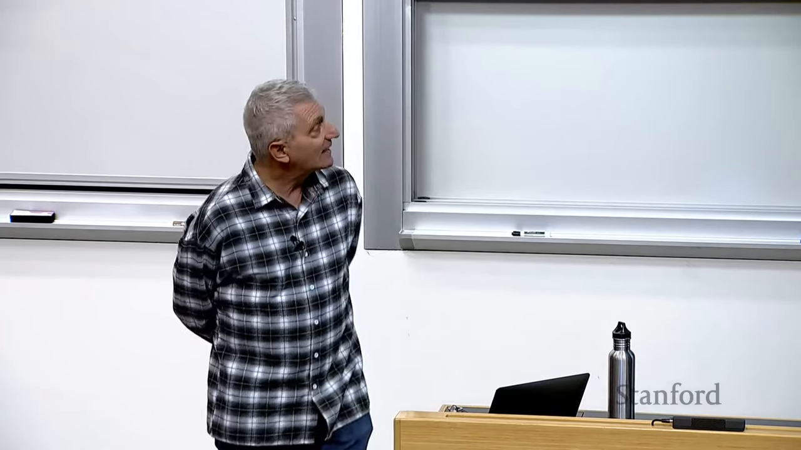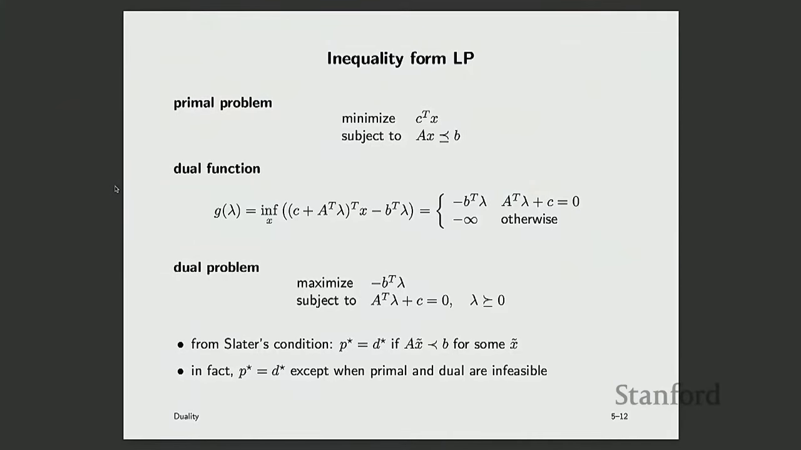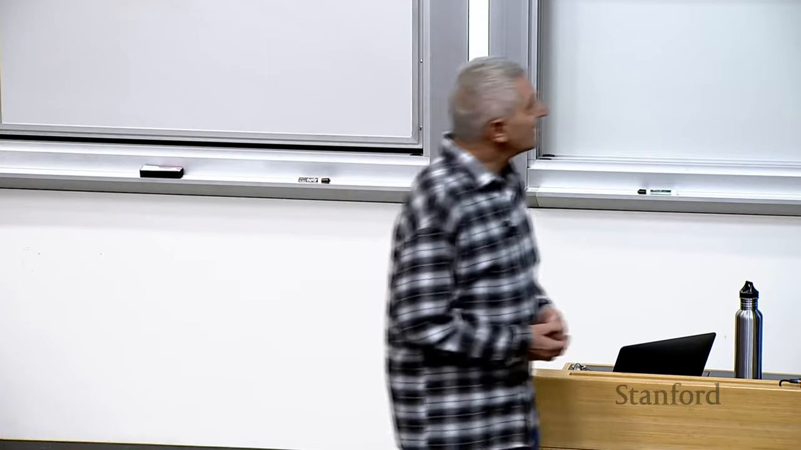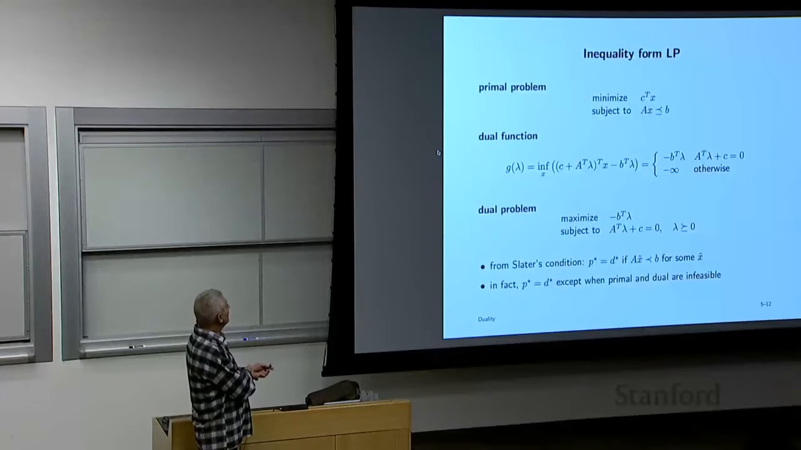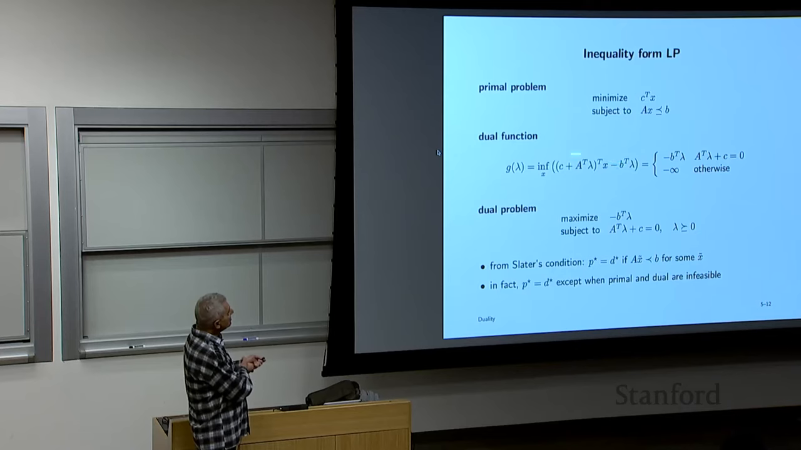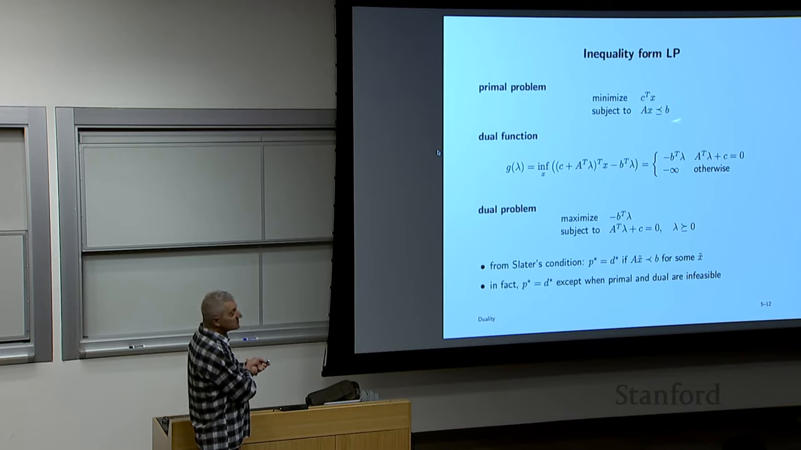So let's look at something like, let's just look at a couple of examples. So here's an inequality form LP. It says minimize c transpose x subject to a whole bunch of linear inequalities, right? Then the dual function, you just form the Lagrangian. The Lagrangian is going to be c transpose x plus lambda transpose (Ax minus b).